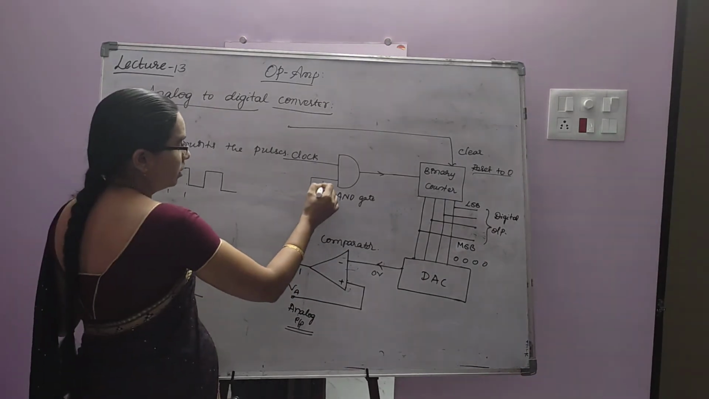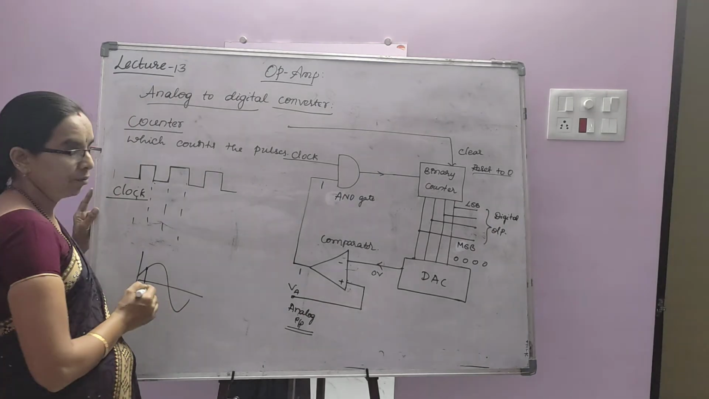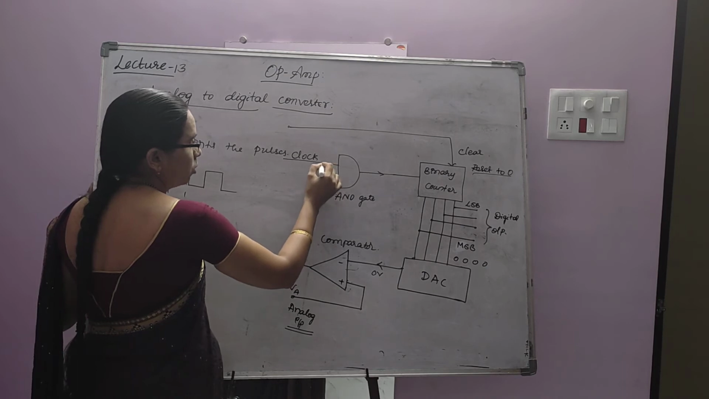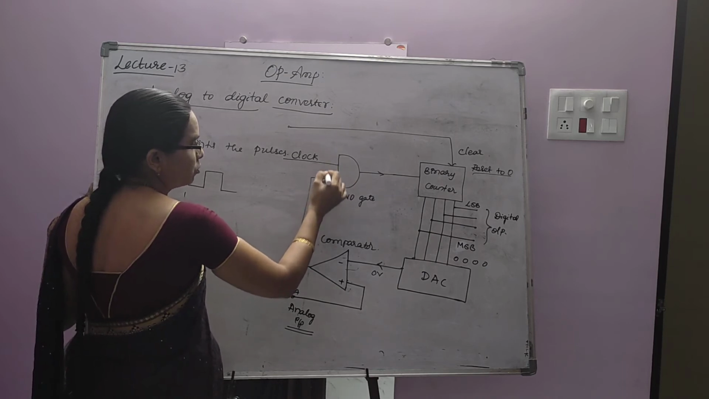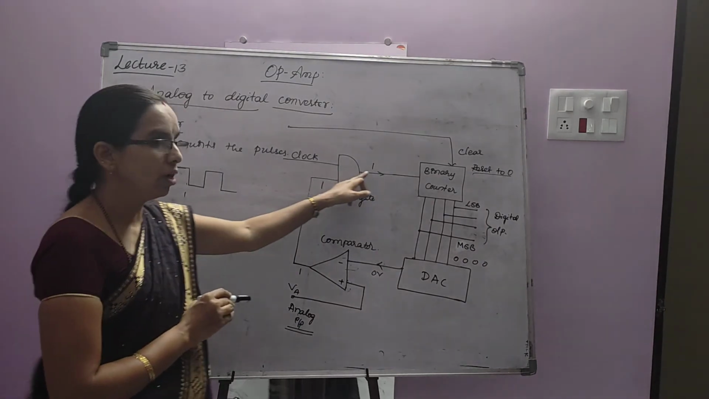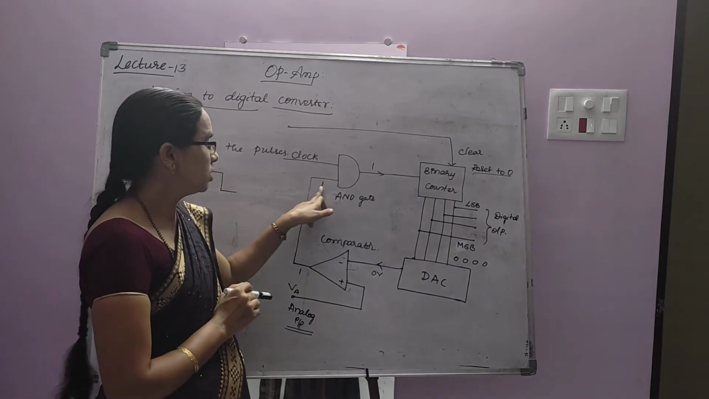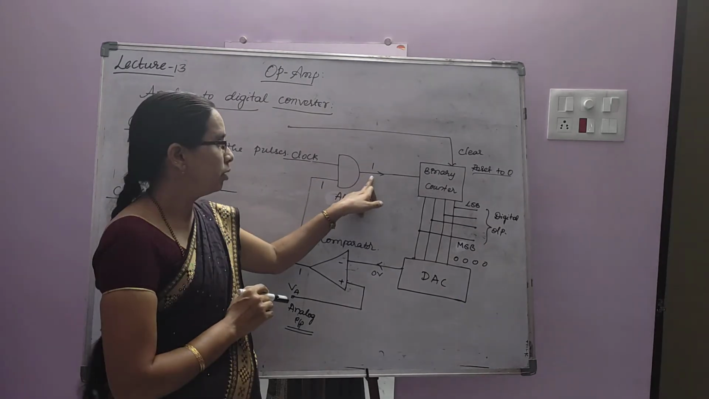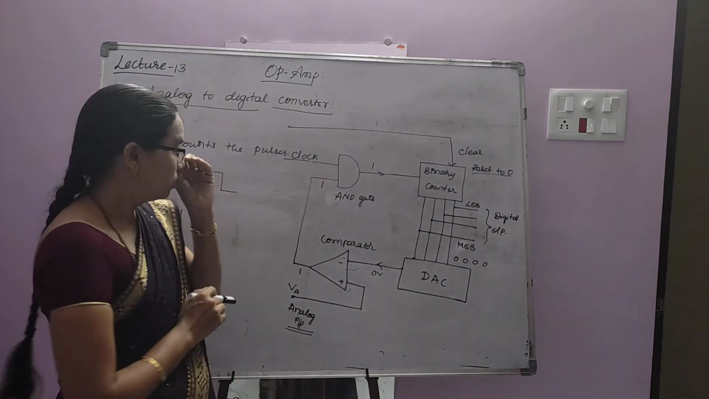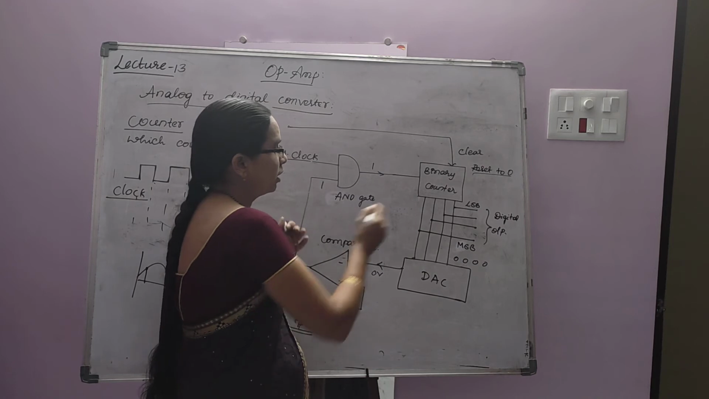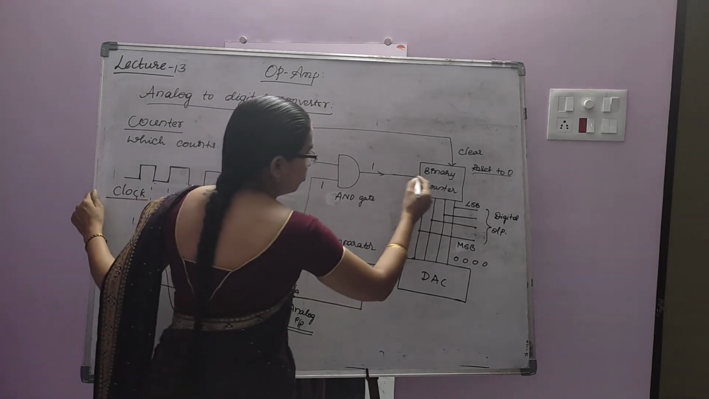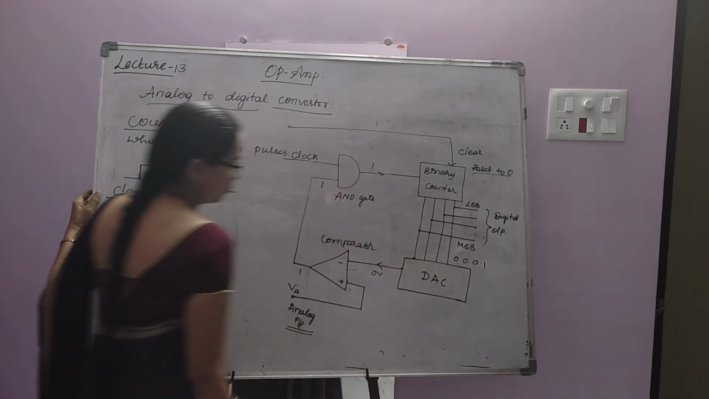If this is 1, it enables the AND gate. Clock pulses are continuously given. Whenever a clock pulse is given, both inputs are 1 and the output of the AND gate is 1. That means the clock pulse is transferred through the AND gate. If it is 0, the clock pulse will not go, the output will be 0, and the binary counter stops counting. So when the clock pulse goes, the binary counter starts counting and the output will be 0, 0, 0, 1.